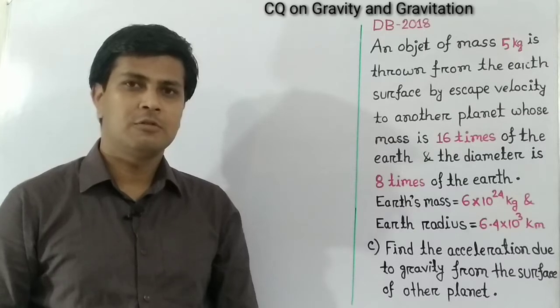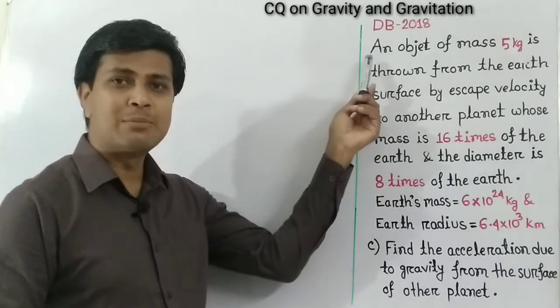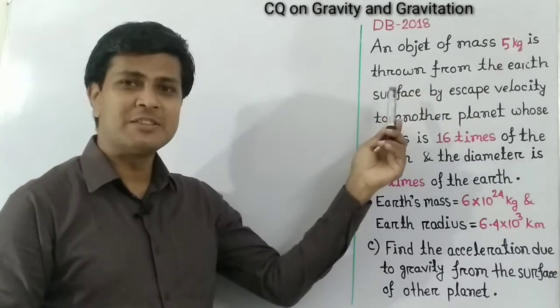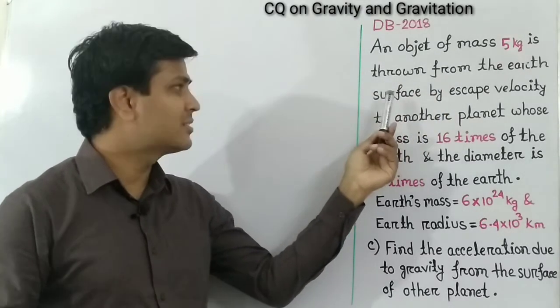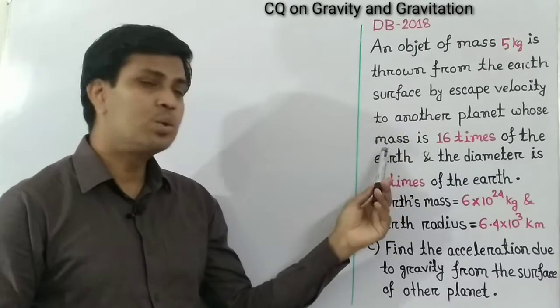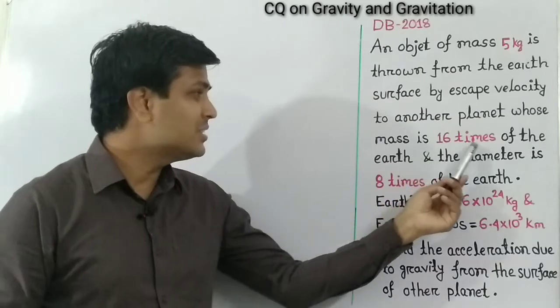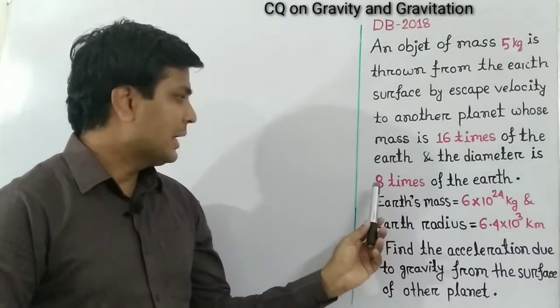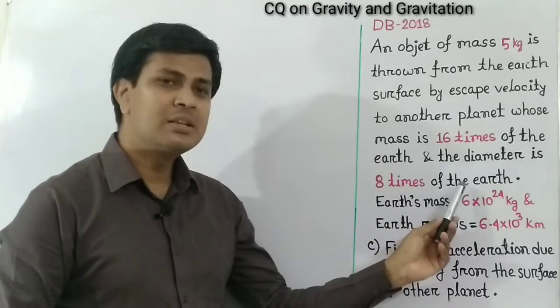Okay, let's start today's lesson. First creative question from Dhaka Board 2018. The question says, an object of mass 5 kg is thrown from the Earth's surface by escape velocity to another planet whose mass is 16 times that of the Earth and the diameter is 8 times that of the Earth.